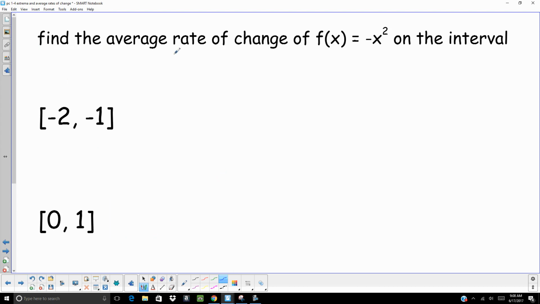So on this one, we're going to find the average rate of change of f of x equals negative x squared on the interval from -2 to -1. Well, hopefully you've got parent functions pretty well down, and you know negative x squared is just a parabola that looks something like that.